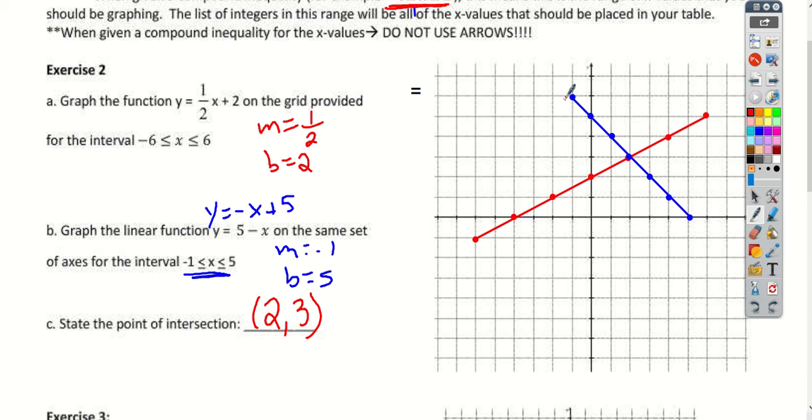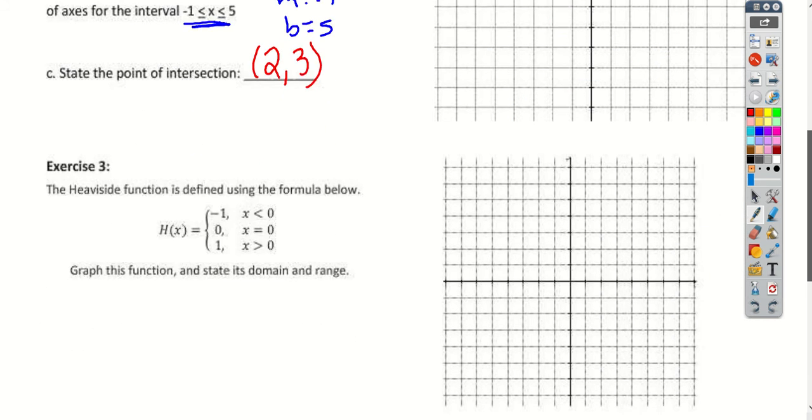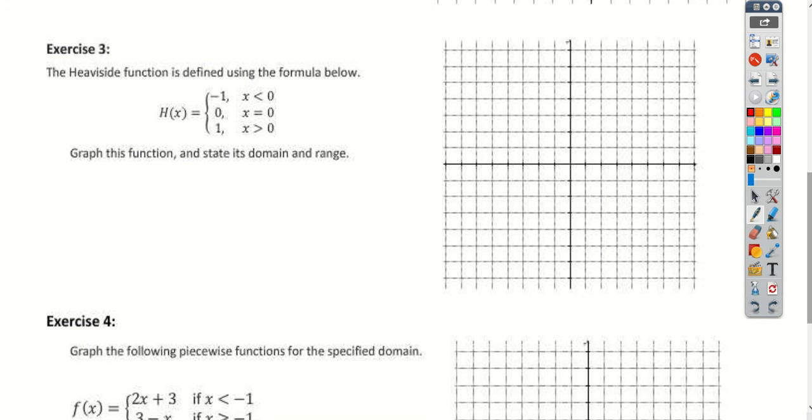We could say, for anything less than 2, use the blue line, right? Once you get to 2 and more, use the red line. And then we would come up with that specific graph, that piecewise function graph. Okay, so let's do it. So this Heaviside function is defined as, right, we're going to use h of x equals.